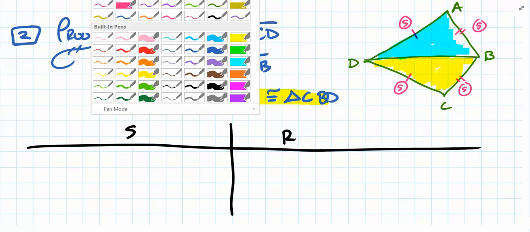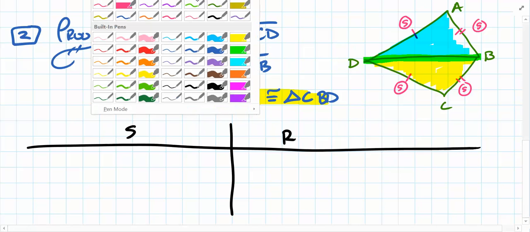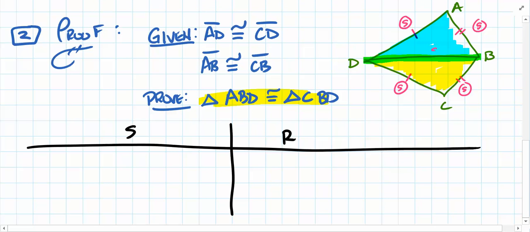So this will be in green right here. Check this out, right there, that one. And that is considered to be a side. And they share that one. So it looks to me like I have side. So how do we do this in a proof? Well, here's how I want you to do it in the proof.